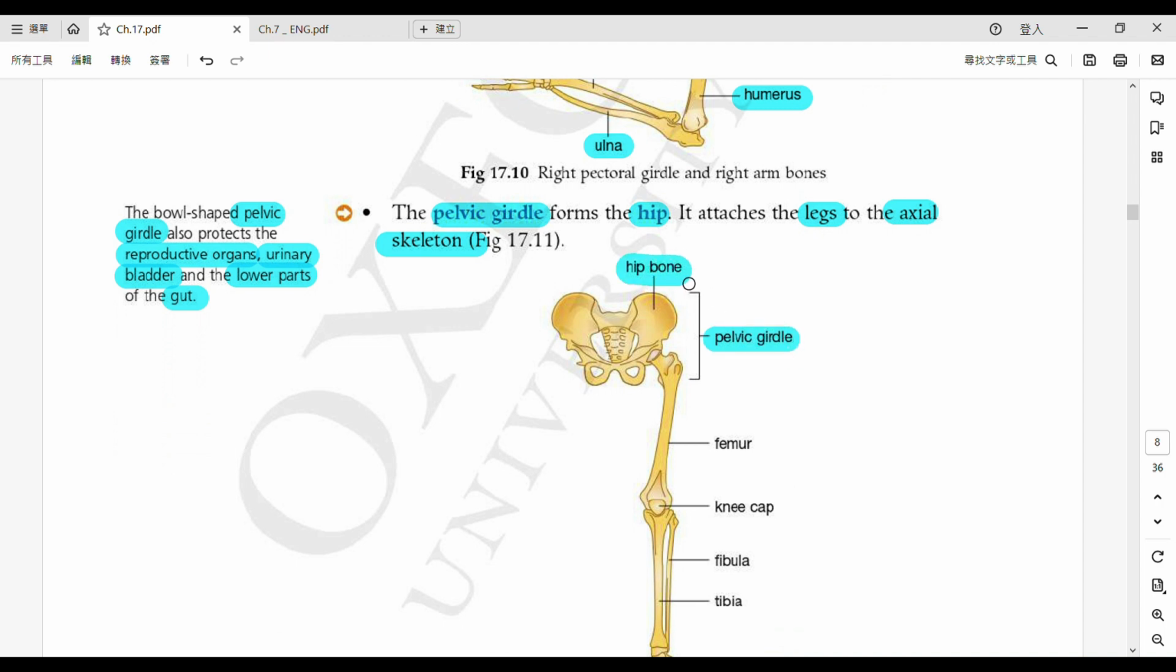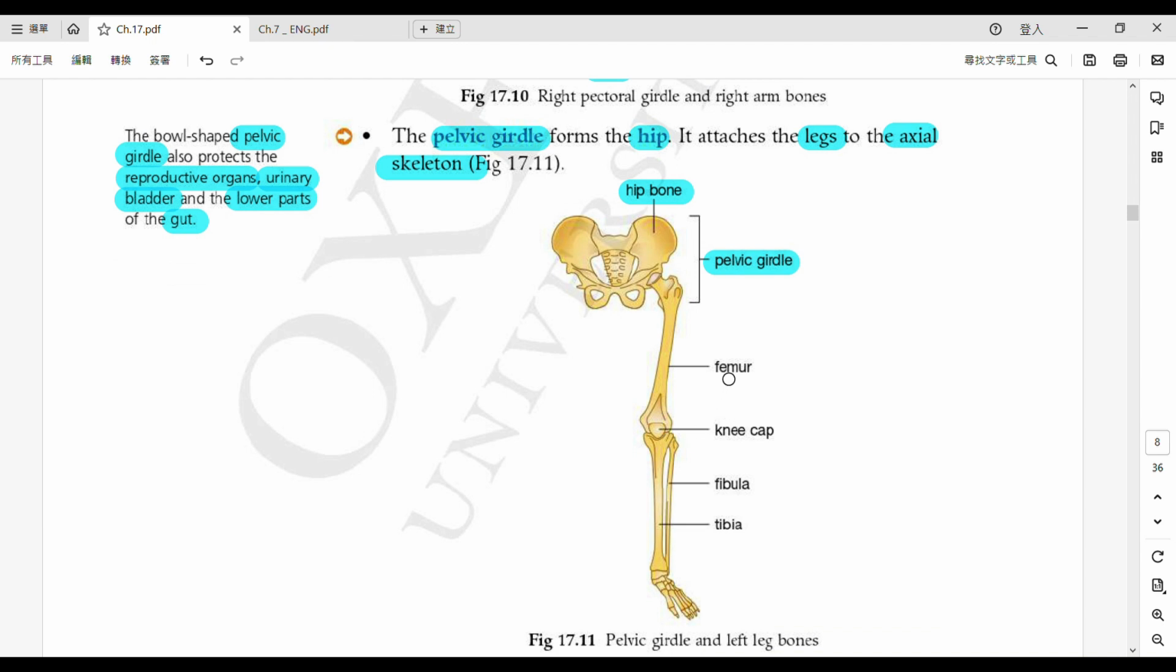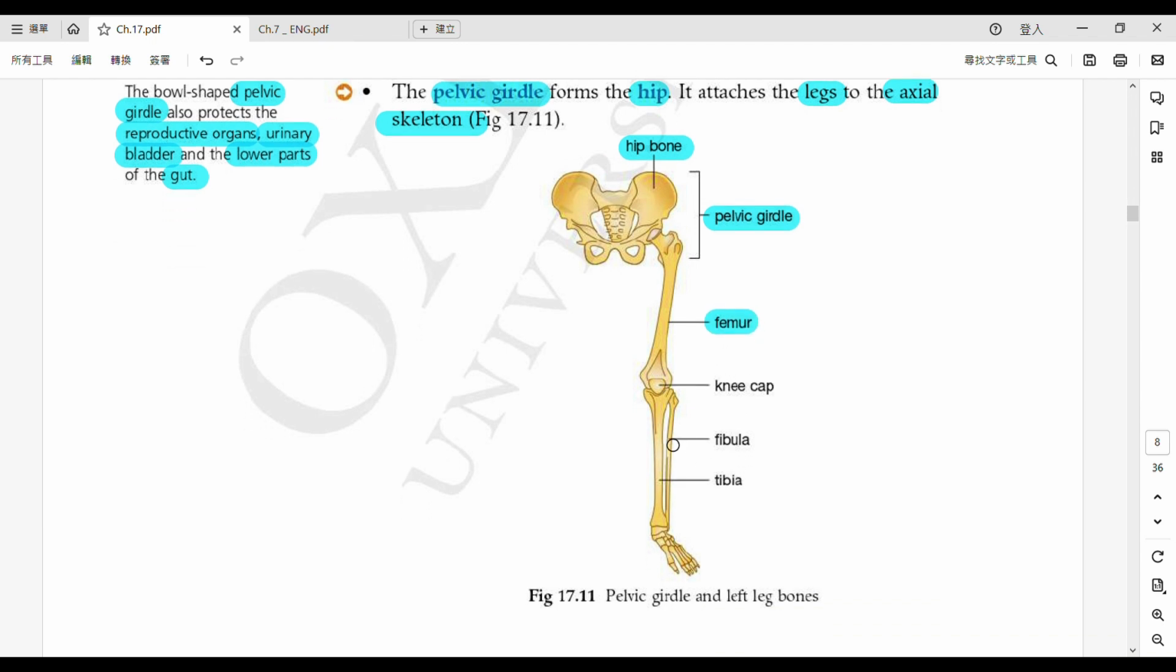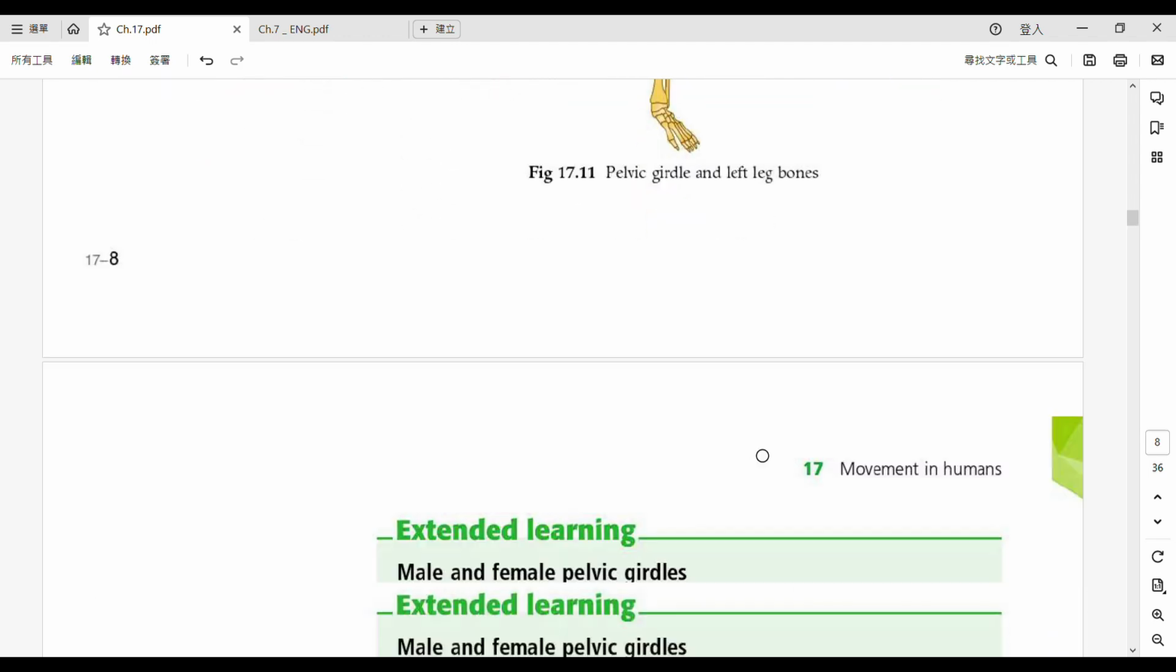hip bone。OK，然後啦 largest bone 就會叫 femur，然後啦 closer to the thumb 我哋就會叫 tibia。Further away from the thumb 就會叫做 fibula。Alright，好，冇問題嘅話咧，let's move on.